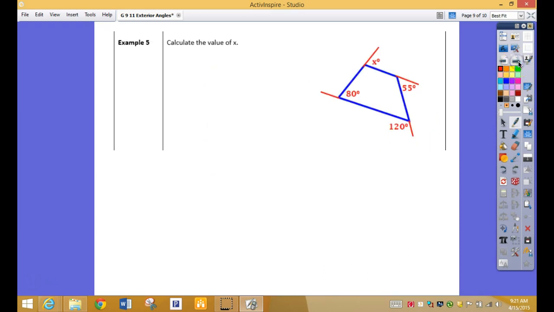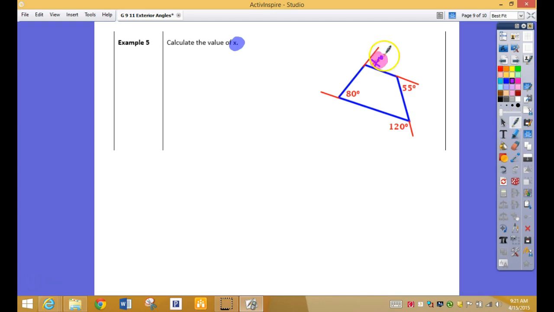Okay, the last example. Now, interesting. Let's look at what we know about this figure, about this polygon. They want us to find the x. So we need to find the x. And that is an exterior angle out here, x right here. Now, how many of the exterior angles do I have?